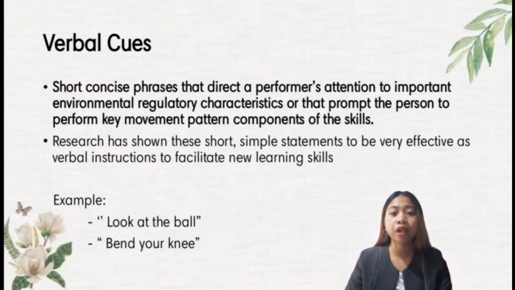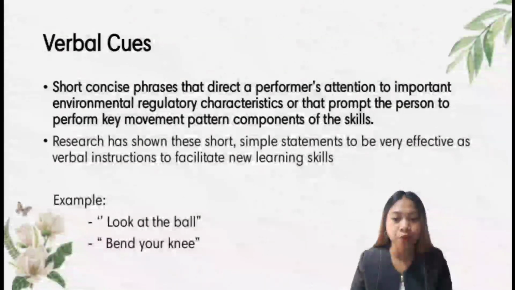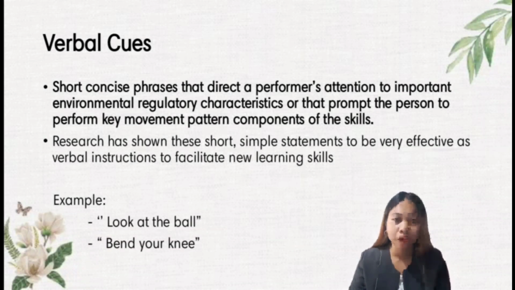Verbal cues are short, concise phrases that direct a performer's attention to important environmental regulatory characteristics or that prompt the person to perform key movement pattern components of the skills. One of the problems associated with verbal instruction is that it can contain too little or too much information, which sometimes does not provide the specific information that the learner must have to achieve the goal.